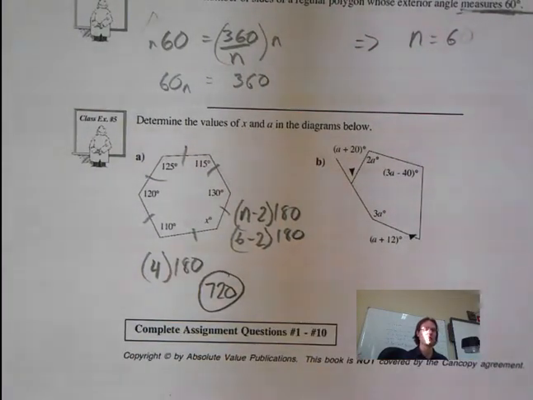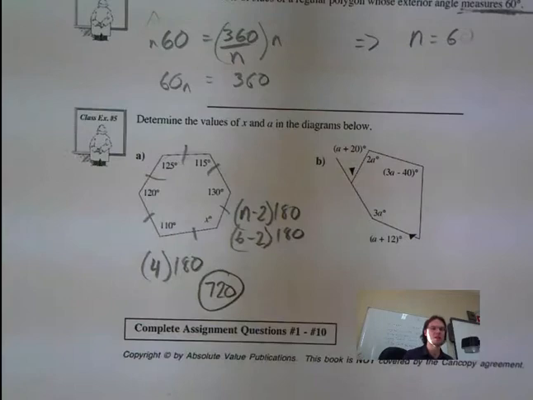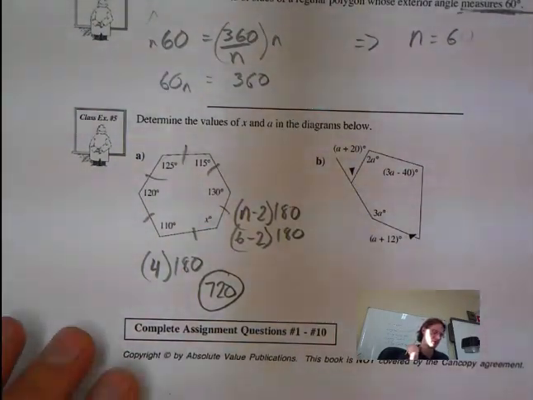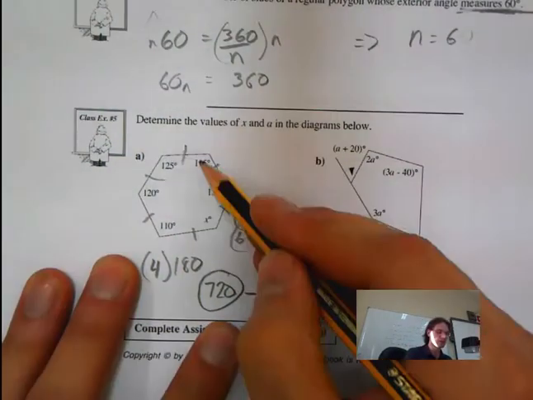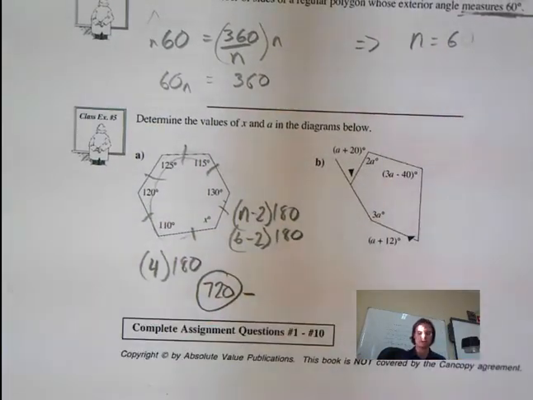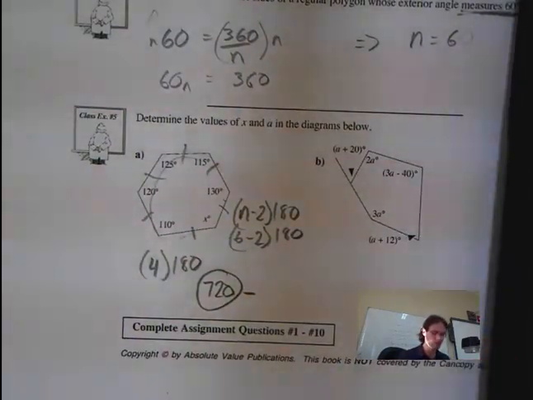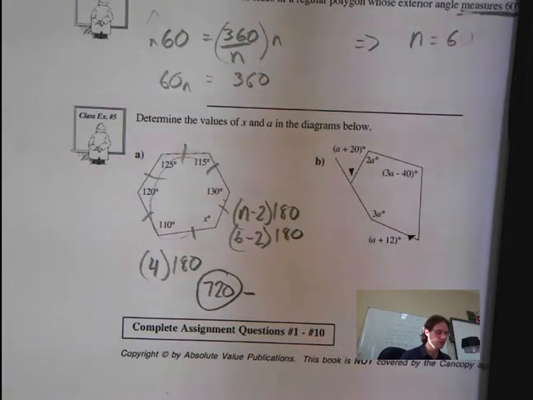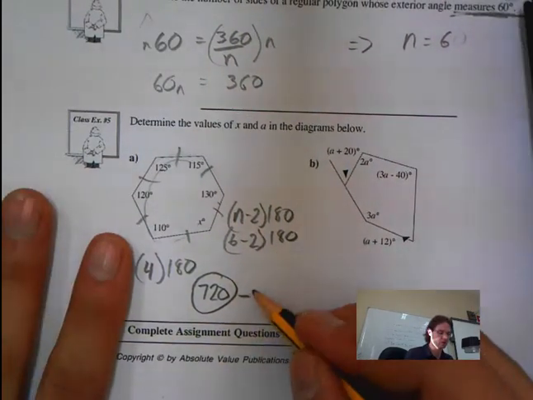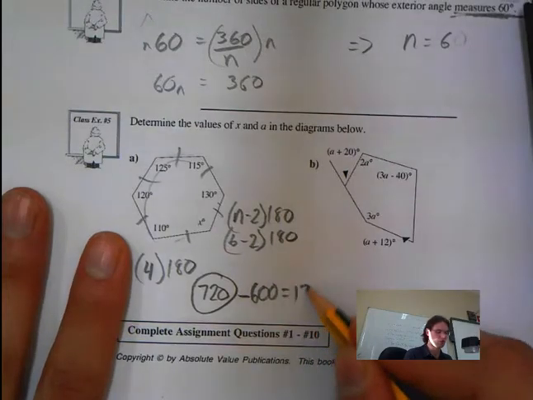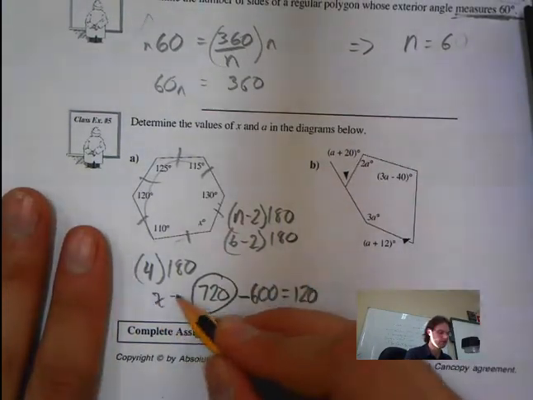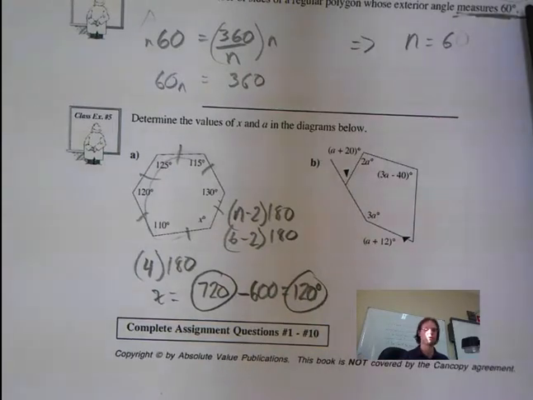Okay, so we get 720. So now we know all of these angles here must add up to 720. So we're going to go 720, subtract the sum of all of these angles besides x. So I'm going to go 125 plus 115 plus 130 plus 110 plus 120. That gives me 600. Okay, so we're going to subtract 600, which will give me 120 is equal to x. Okay, so it's 120 degrees.